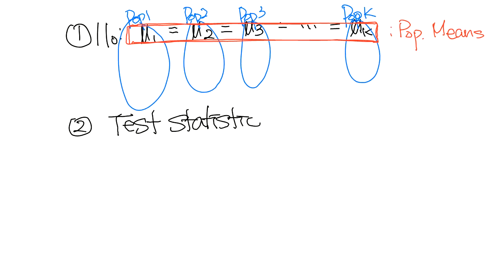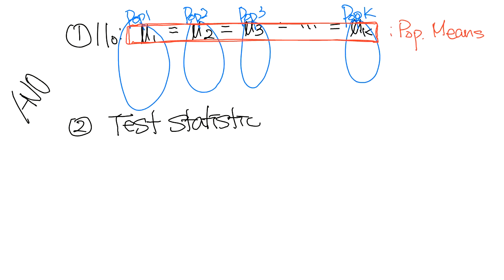It is x1 bar minus x2 bar, divided by Sp times the square root of 1 over n1 plus 1 over n2, which was the t-score, the test statistic in the pooled t-test. Now we need the test statistic in ANOVA. Yes, we are discussing the ANOVA here.